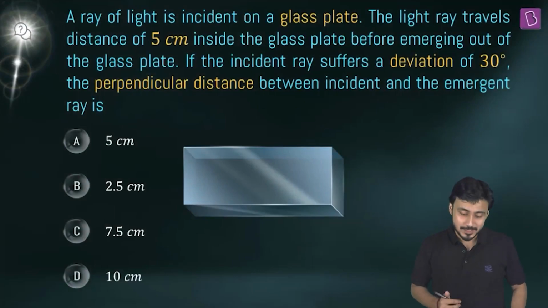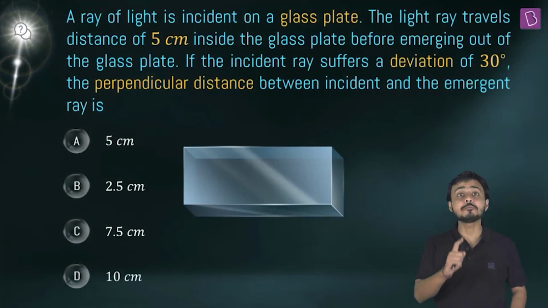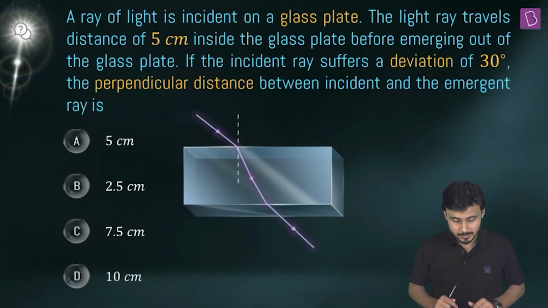Here the statement is, a ray of light is incident on a glass plate. The light ray travels a distance of 5 centimeter inside the glass plate before emerging out of the glass plate. If the incident ray suffers a deviation of 30 degrees, the perpendicular distance between the incident and the emergent ray is, right? This is the situation given to you.